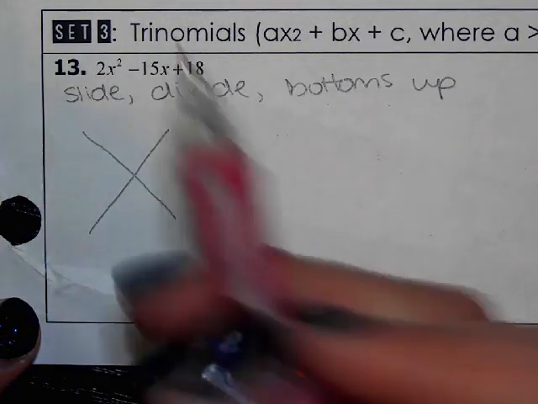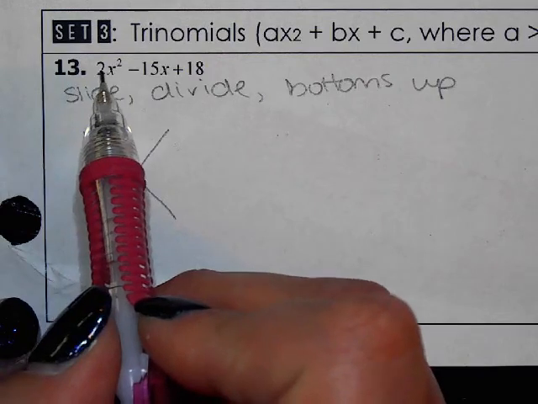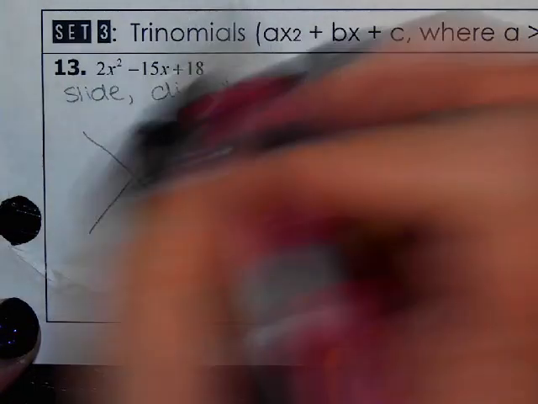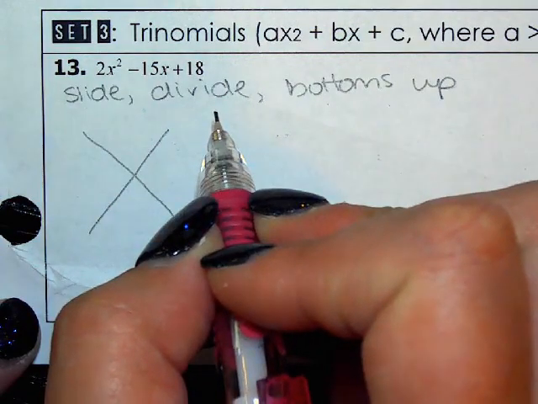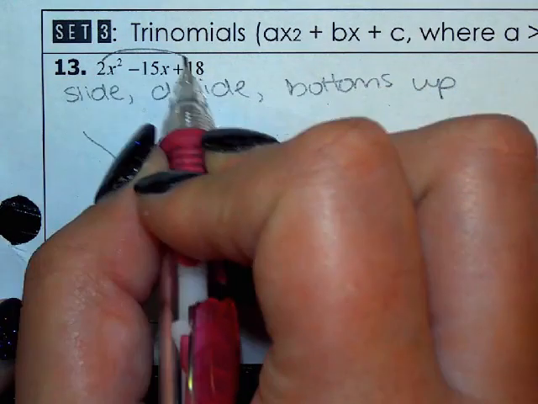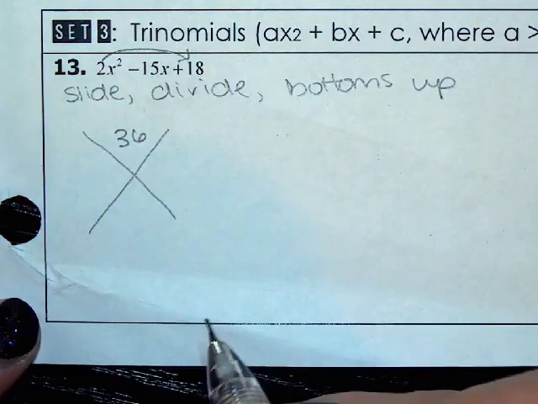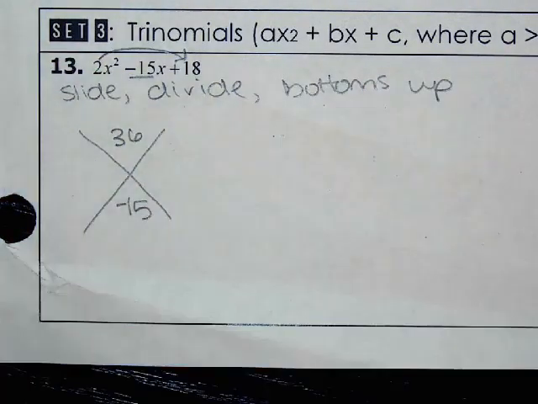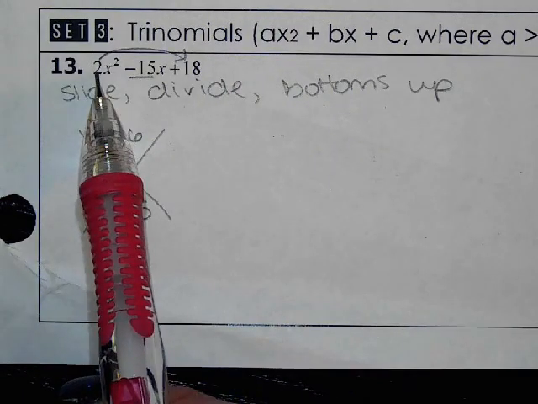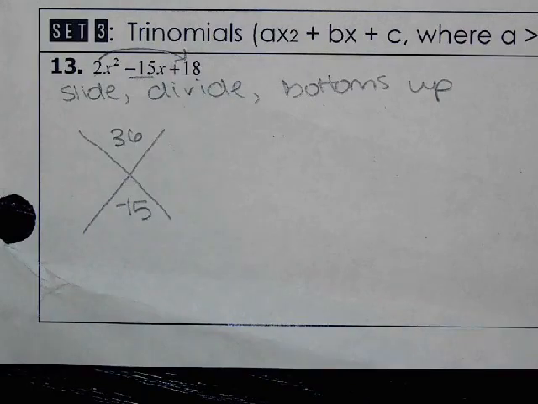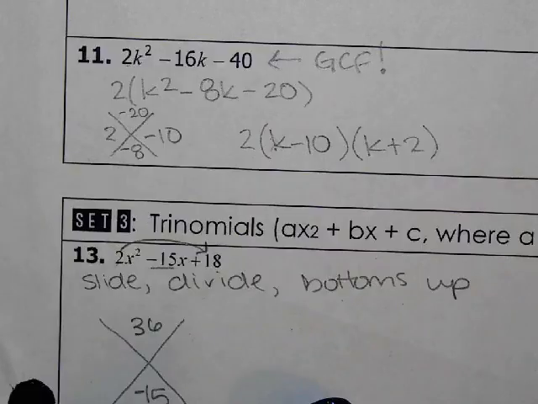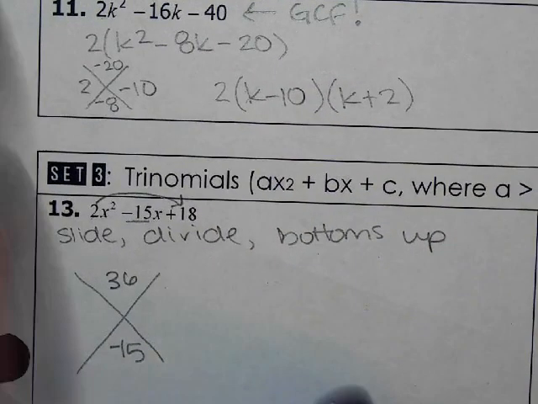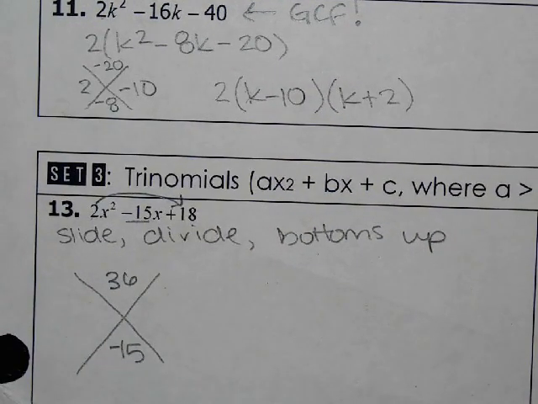So we're going to do 2 times 18. 2 times 18 is 36. Okay, so that's the slide part. We're looking for two numbers that multiply to 36 but add to negative 15. You know that you're doing the slide divide method when there's a number in the front, but it's not a GCF. It can't be taken out. This is not like number 11. Number 11 had a 2 in the front as well, but that 2 was a GCF. This time there's a 2 in the front, but there's no way you can take it out. It has to stay there.